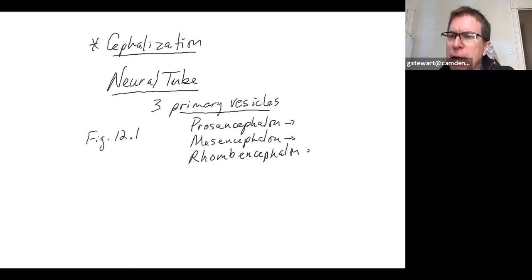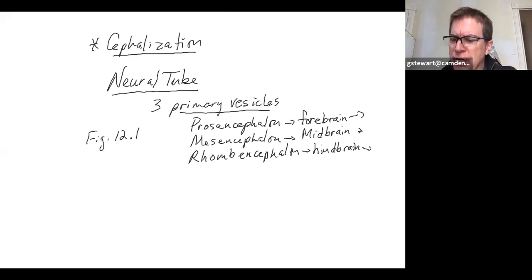The first stage would be the prosencephalon, and I believe the literal translation is just forebrain. Mesencephalon is mid. And finally, the rhombencephalon, that means hind or backwards. So H-I-N-D, the hind brain. And those areas then develop further into sort of adult brain structures. That can be found in figure 12.1. This is just the beginning of figure 12.1 that I've listed.